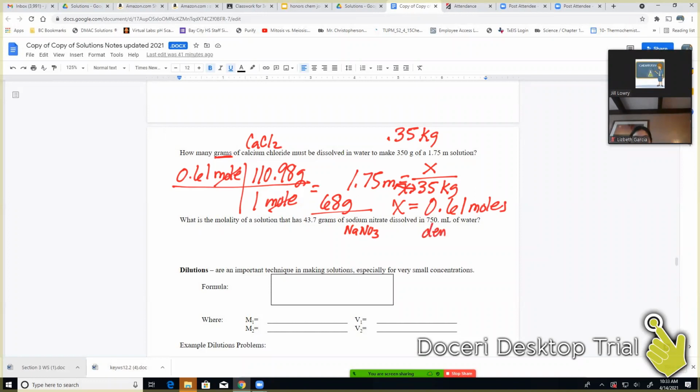But the density of water is 1 gram per 1 mL. So that means if I have 750 mLs, I also have 750 grams. So that density of water comes in handy because if you know how many mLs you have, you know how many grams you have. And then we would move our decimal 3 places, 0.750 kilograms.